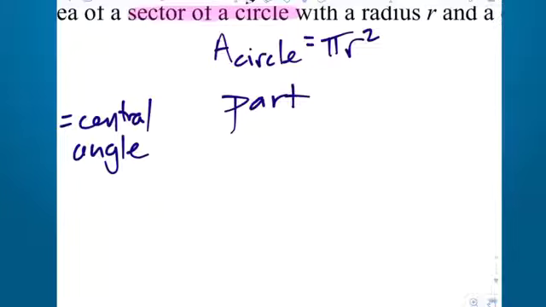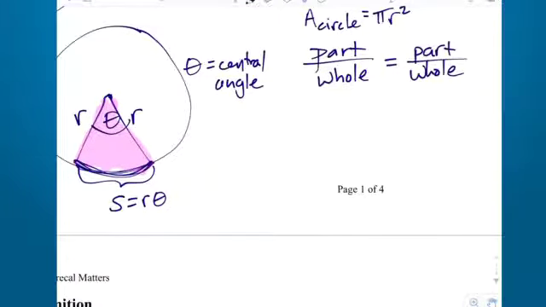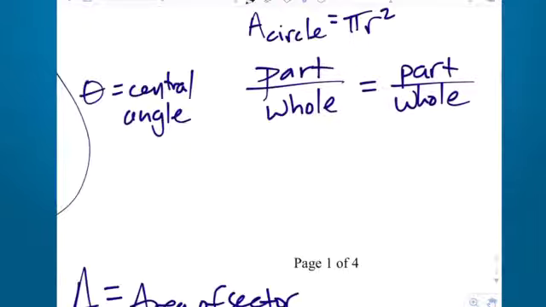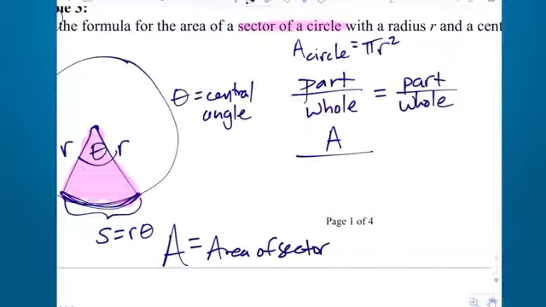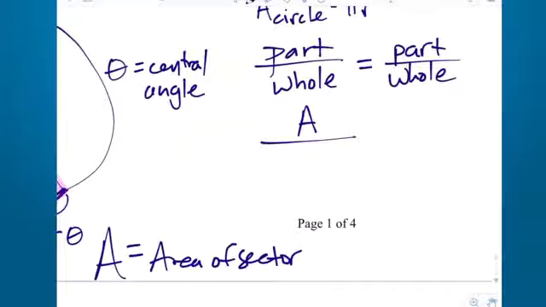And typically for proportion, we go the part is to the whole, and that's W whole, not H whole, as the part is to the whole. Part is to whole as part is to whole. So because I'm looking for the area of the sector, let's let capital A be the area of the sector or the pizza slice that we're looking for. So on the left side here, I'll say that A, the area of the piece or the part of the circle, is to the area of the whole circle, which is what? Pi r squared.